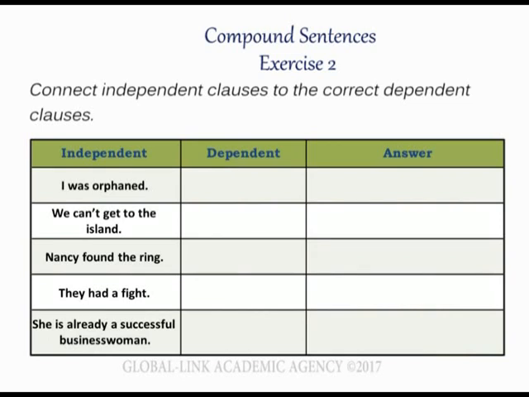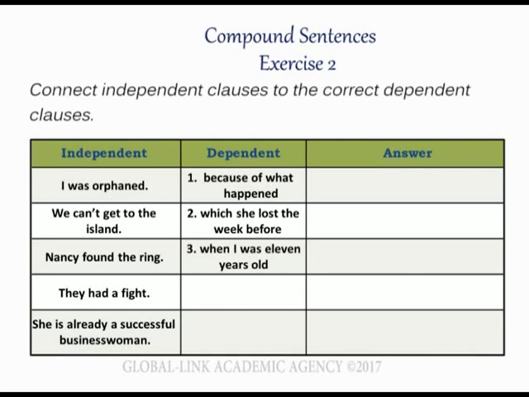For our exercise, connect the independent clauses to the correct dependent clauses. For our independent clauses, we have: I was orphaned. We can't get to the island. Nancy found the ring. They had a fight. She is already a successful businesswoman. For our dependent clauses, we have: because of what happened, which she lost the week before, when I was 11 years old, although she's very young, and unless we sail.